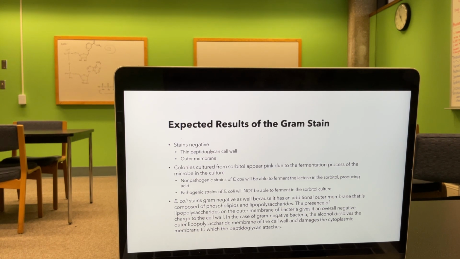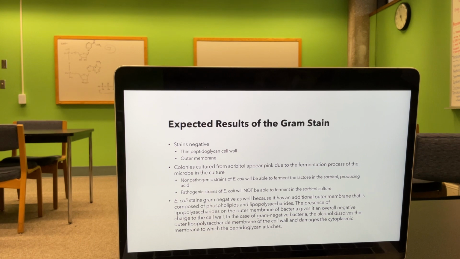The expected result of the Gram stain is that it's negative because of the thin peptidoglycan cell wall. Colonies cultured on sorbitol appear pink due to the fermentation process of the microbe in the culture. Non-pathogenic strains of E. coli will be able to ferment the lactose in the sorbitol, producing acid. Pathogenic strains of E. coli will not be able to ferment in the sorbitol culture.